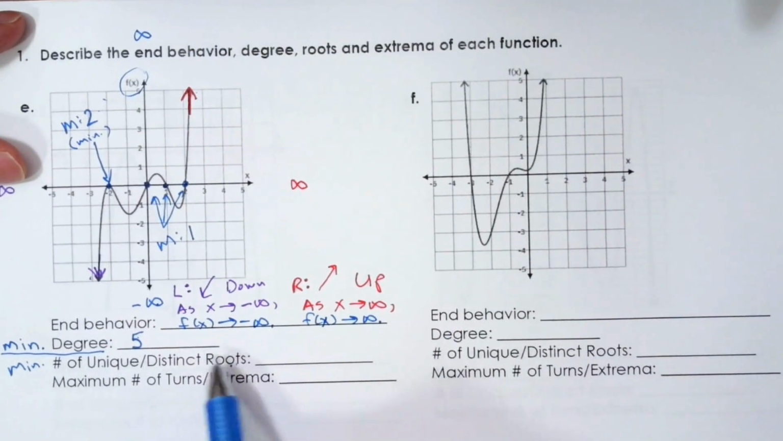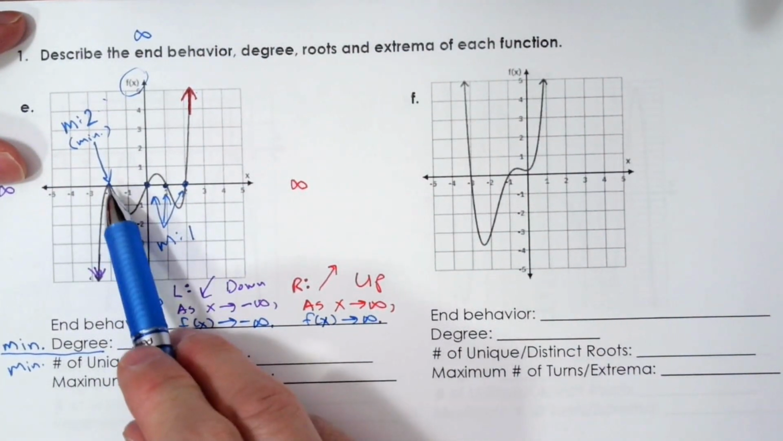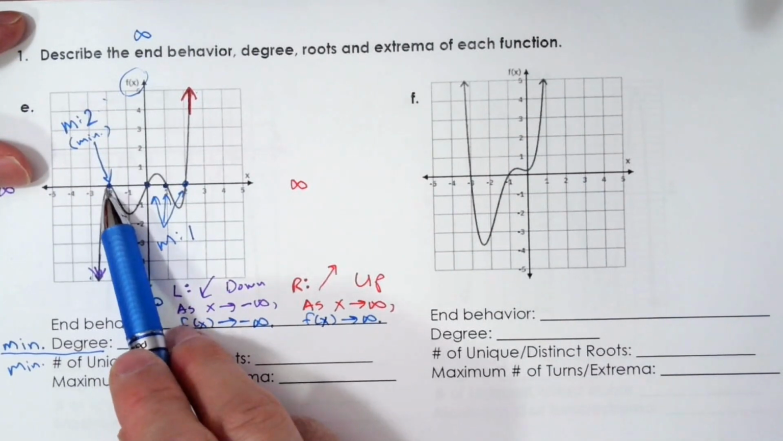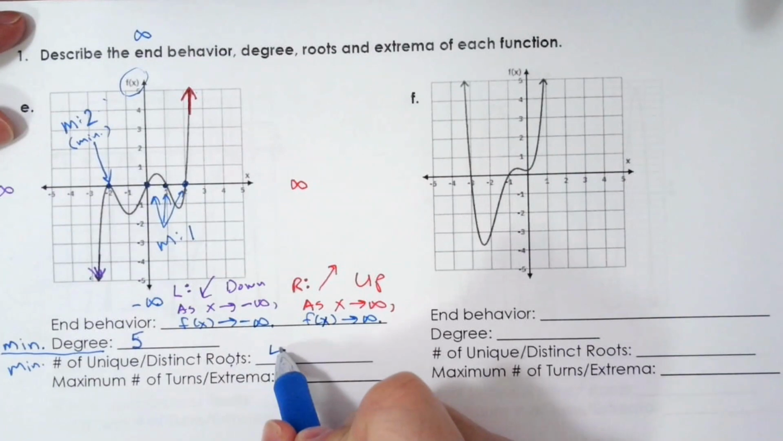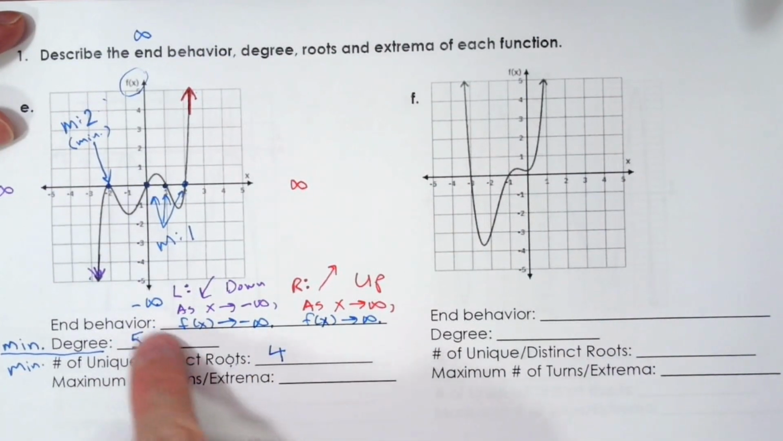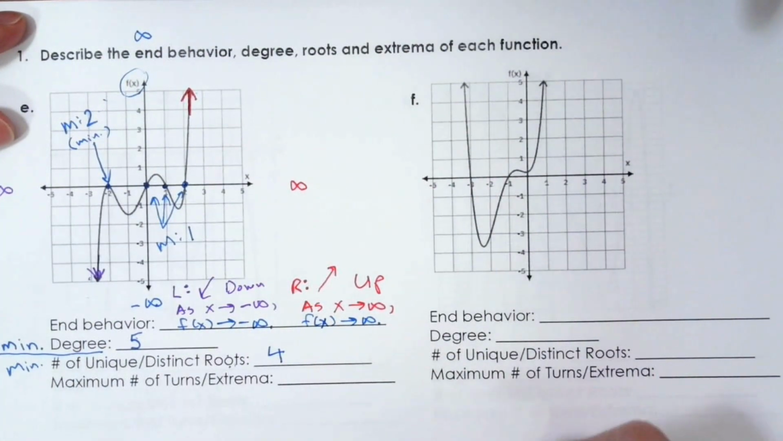But it says unique and distinct. So the idea is we're not going to count this one twice. So it looks like we have 1, 2, 3, 4 unique or distinct roots. So notice those aren't the same. That's just based on the graph.